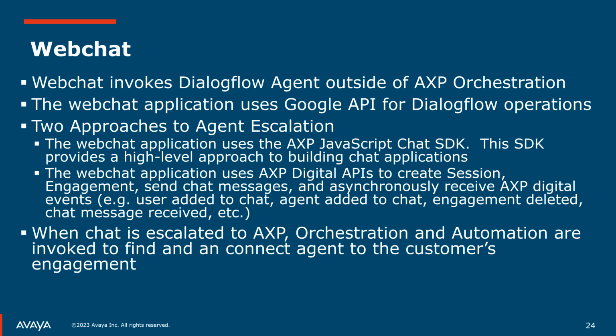Now, when chat is escalated to AXP, there is orchestration automation, but unlike the voice that you saw before, I don't have the bot built into orchestration. I'm doing that in my application, but I'm using the APIs to escalate to an orchestration, and then I'm also using automation in this example to show you how that can be used, and then it will find a live agent. And so I've moved the chat from a web page into chatting with a virtual agent to chatting to a live agent.